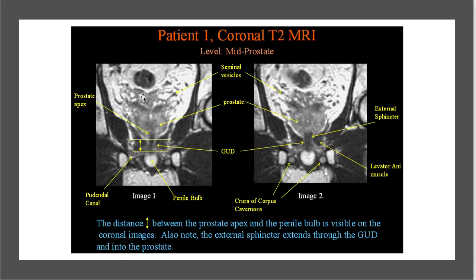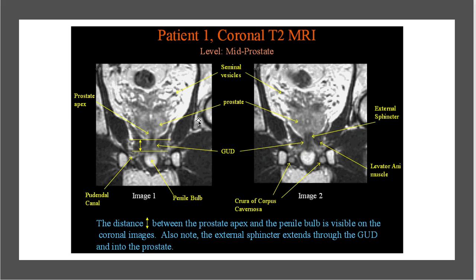You see here your seminal vesicles. We have here the prostate, and here's the prostate apex. This slit here, this hourglass shape, is the genitourinary diaphragm, this space here. The distance between the arrows, between the prostate apex and the penile bulb, is visible on the coronal images. Also note that the external sphincter extends through the genitourinary diaphragm and into the prostate.